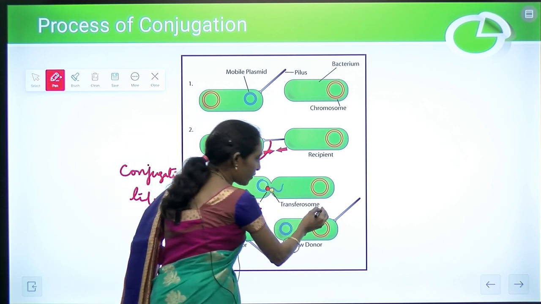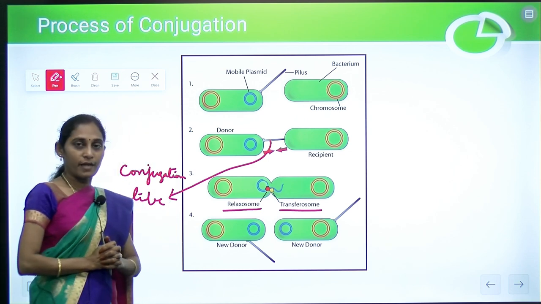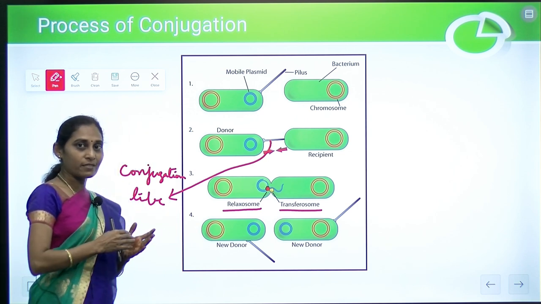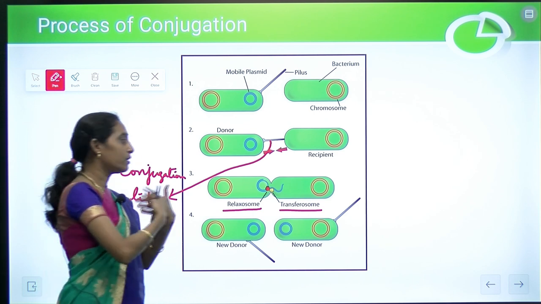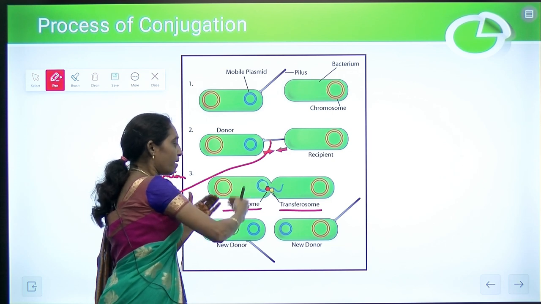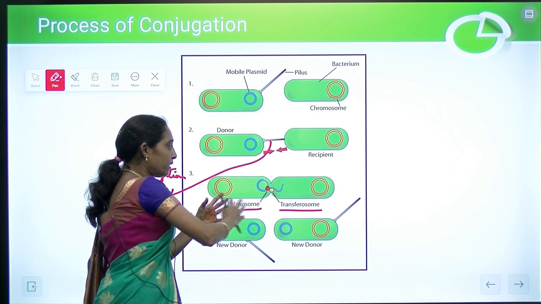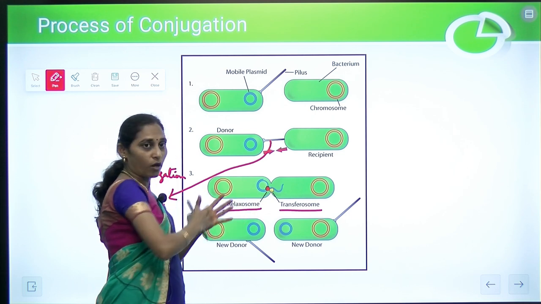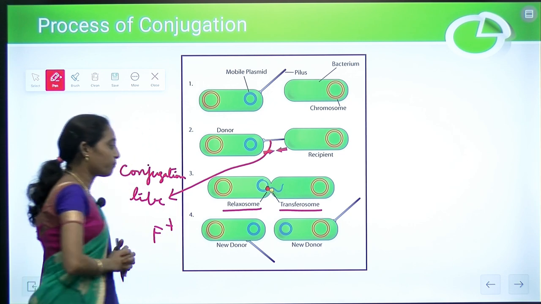And the next one you can see is the transferosome. The transferosome facilitates the movement of the nicked DNA from the donor bacterial cell to the recipient one. After moving from donor to recipient, both the partners, both the conjugates, will become F plus after completion of the process.